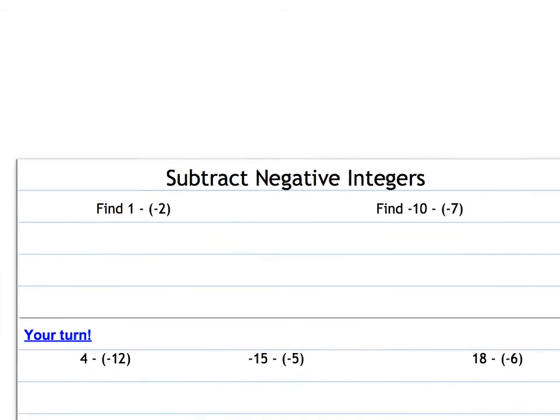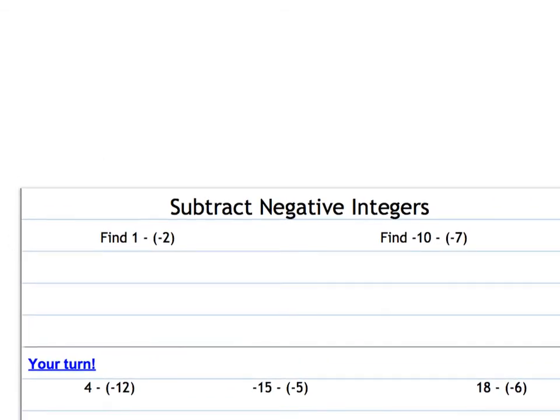Okay, so now taking a negative integer away. You'll notice on the other slide that when we took away a positive, all our answers went down from the original. Now you're going to notice that when we take away a negative, we're actually going to be going up from the original number.